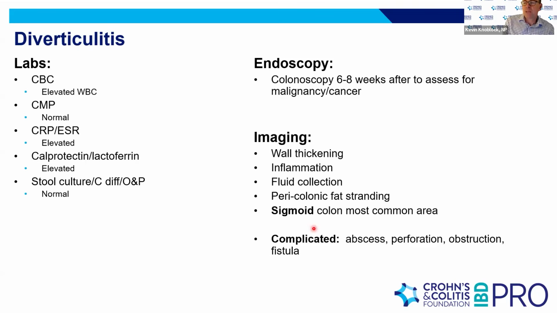Imaging's usually, most people present with some pretty good pain. They'll wind up in the emergency room that first time. The CAT scan will probably show the wall thickening, inflammation, even some fluid collection, pericolonic fat stranding. And again, the sigmoid colon, that left side, is really the more common. Again, how severe that flare is, and if it's a more complicated case, we will see these things, and we can see abscesses, perforations, even obstruction, because the inflammation just gets so big the lumen of the colon is closed off, and we can even see some fistulization as well.